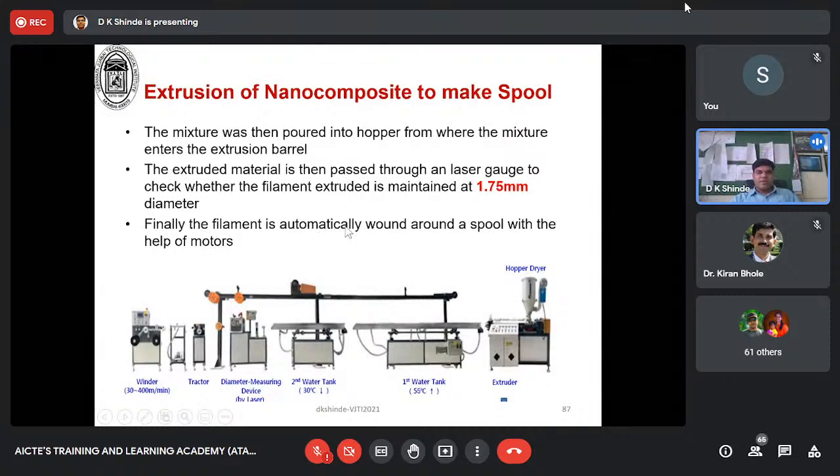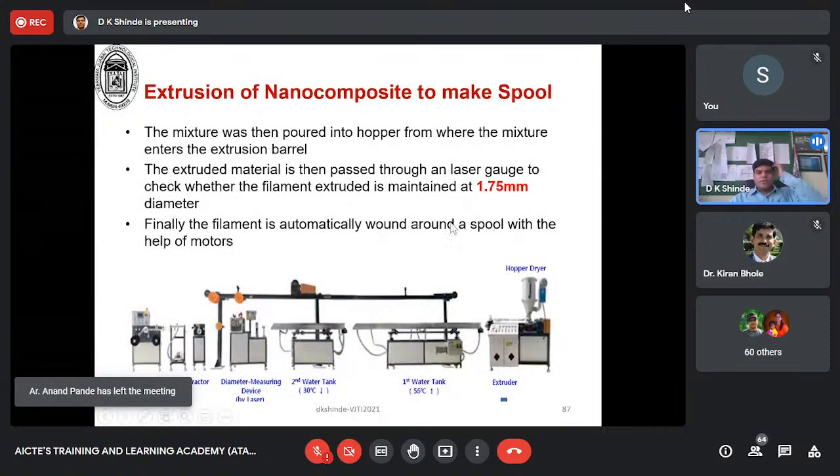And finally the filament is automatically wound. So this is the setup, the same setup. We just replaced the ABS with the graphene in this, and then it passed through these particular stages of the extruder, and finally we wound it and made this.